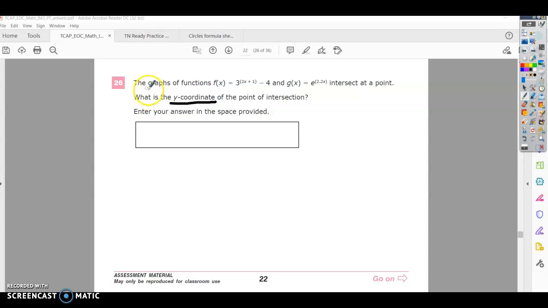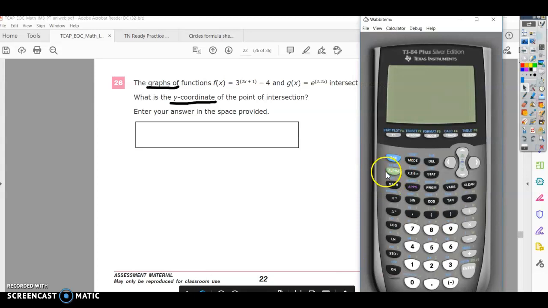So it says the graphs. That means we're going to graph these. So all we have to do is pull up the calculator and plug these in. So let's see. Go to y equals. And the first function says 3 raised to 2x plus 1. Let's make sure that's in parentheses.